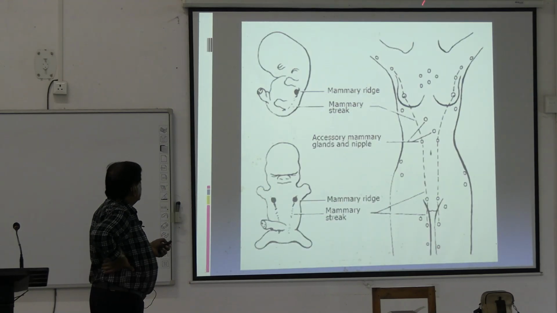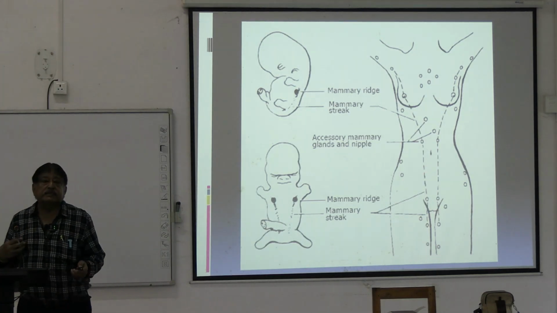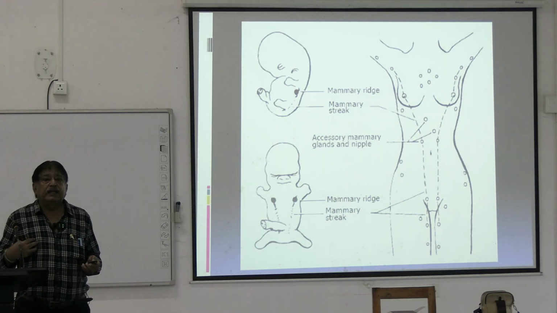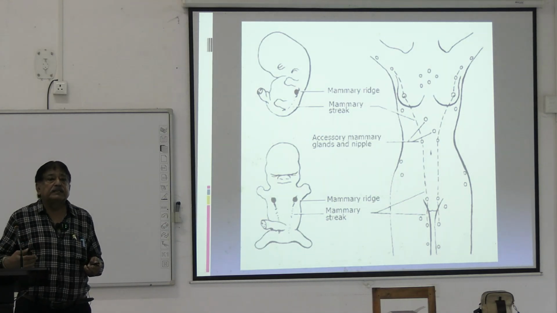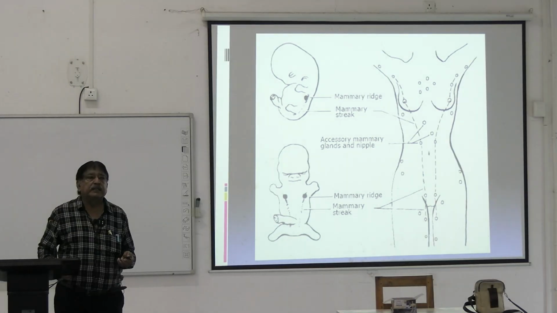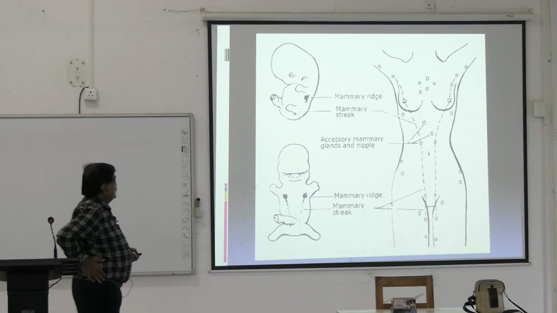Now, this is the embryology part of it, the mammary ridge, the accessory mammary glands and the nipple. The mammary ridge here, a streak, thin line only, but even males have this. In the male I am saying, it can have a second breast, third breast in the mammary line. So this is very important.